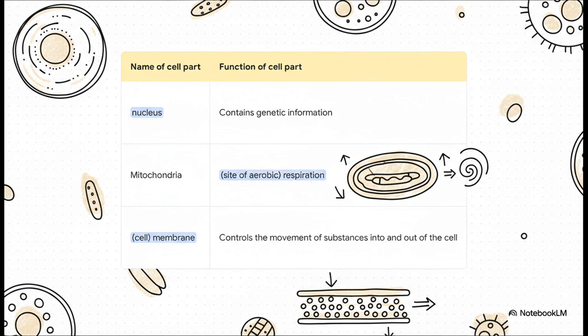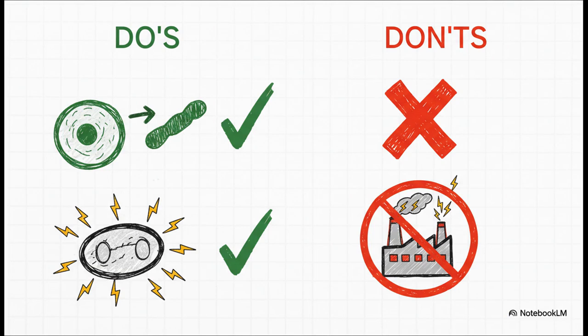Okay, so here are the perfect answers, straight from the horse's mouth, the official mark scheme. So what contains the genetic info? That's the nucleus. And mitochondria? Their job is respiration. Now see those brackets around site of aerobic? That's a little hint from the examiner. It means just writing respiration is totally fine. And the last one, what controls what goes in and out? That's the cell membrane.